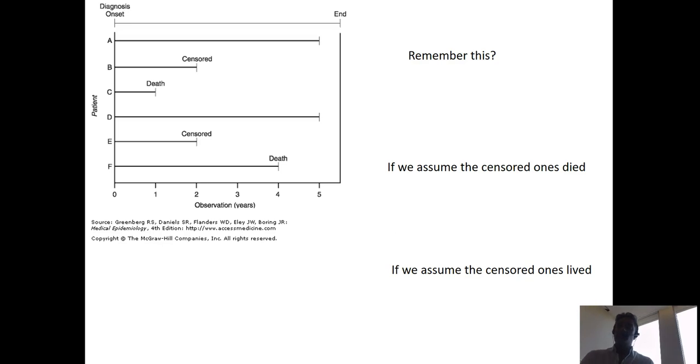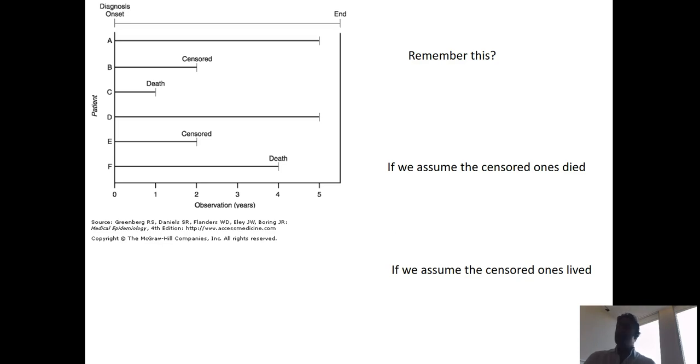Okay, remember this? We talked about survival very briefly in an earlier lecture. We looked at these 6 people who were being observed over a period of 5 years, and we said that 2 of them, C and F, died while we were looking at them. 2 of them, A and D, did not die. They were alive at the end of the 5-year period. But 2 of them, B and E, we don't know what happened to them. They were lost to follow-up. They disappeared. Maybe they moved out. Maybe they changed their phone numbers. Maybe we lost their phone numbers. But we don't know what happened, so we say they are censored.